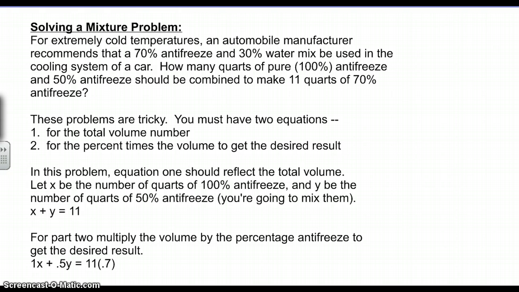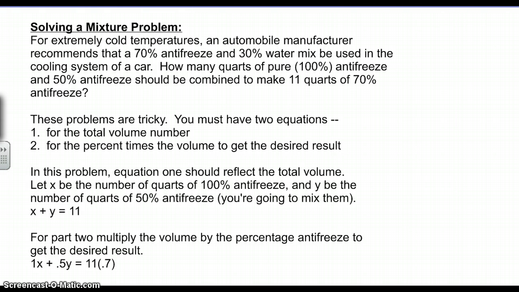You'll always have two equations. The first equation should be for the total volume. So just strictly with volume. So you know right away it's going to be equal to 11 because you need 11 quarts. Okay? The second equation is always the percent times the volume to get the desired result, to get the optimum condition, whether it's 70% antifreeze or 90 octane gas or 20% acid. You're going to see all kinds of things like that.